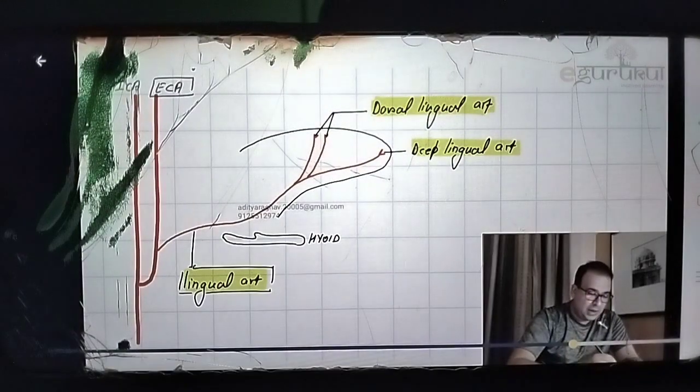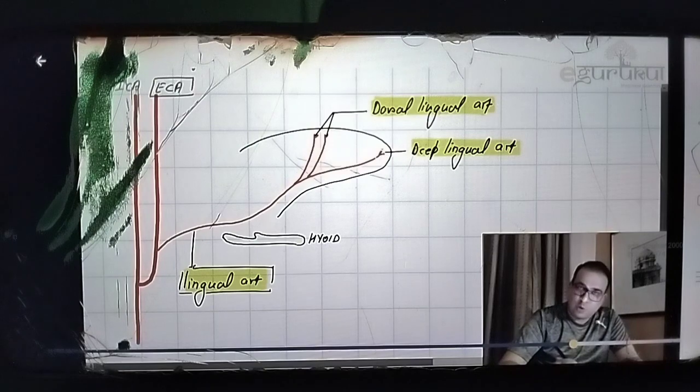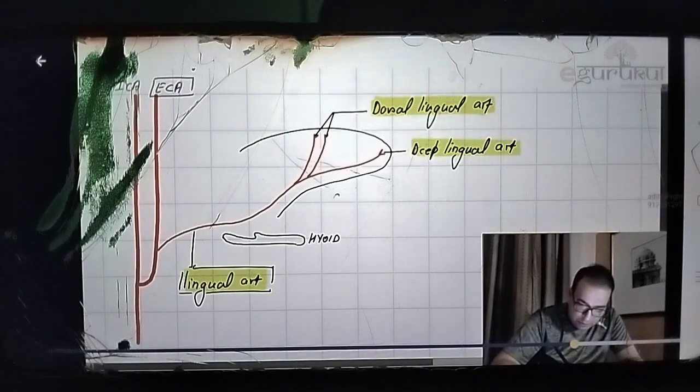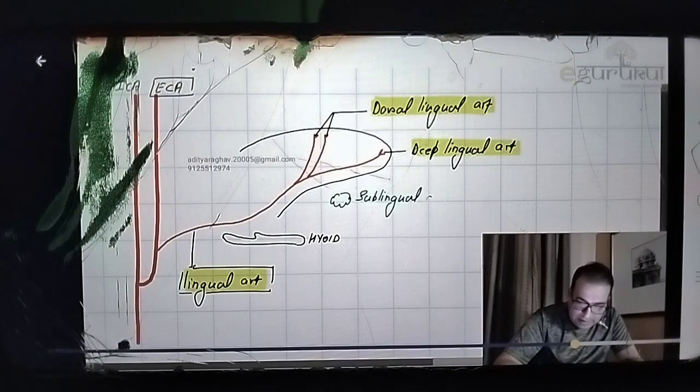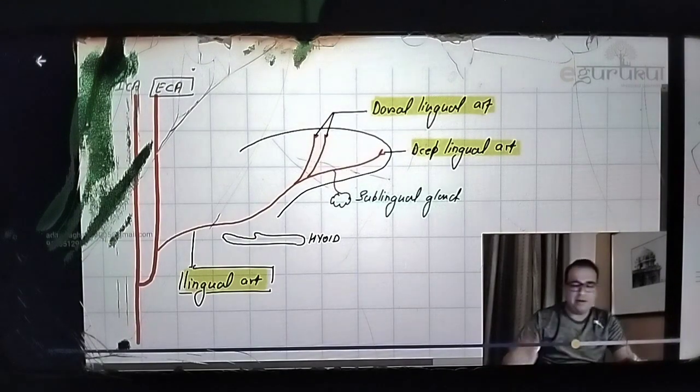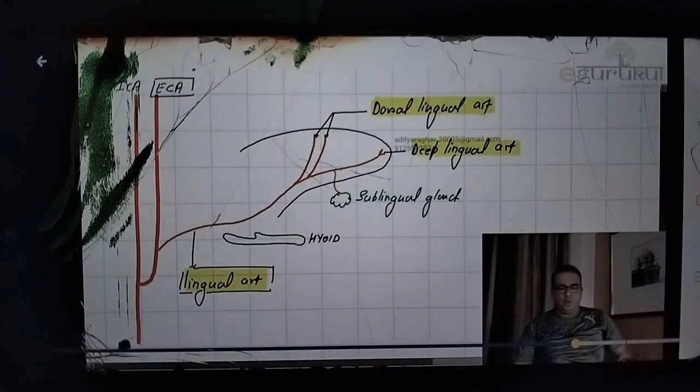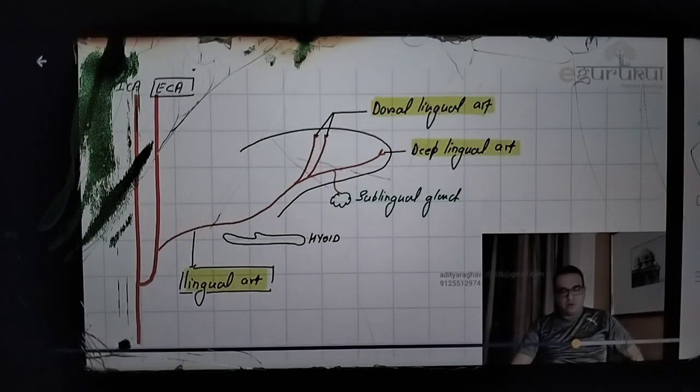And just to add something to your knowledge, this deep lingual artery is not only supplying the tip of the tongue, it is a major arterial supply to the sublingual gland also. If I draw a sublingual gland for you, let's say here, the sublingual gland is present below the tongue only. So the sublingual gland is also supplied by the same deep lingual artery. Just an added information. The sublingual gland is supplied by the deep lingual artery, which is a branch, or you can say it's a continuation of the lingual artery.